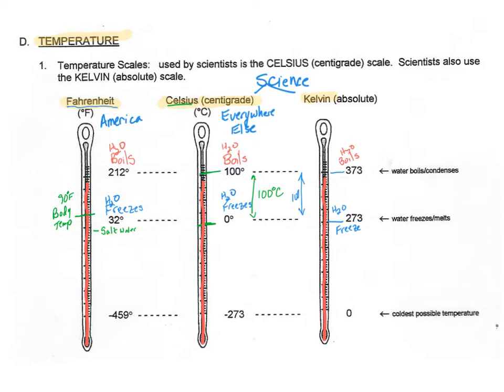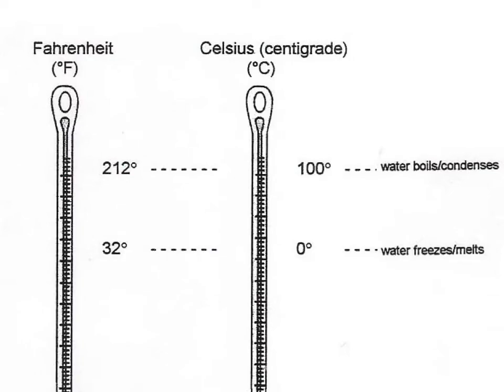So let's start there. To compare the unit size, we may need to measure the same distance. In this case, we're going to look at the distance between how high the mercury rises when it goes from water freezing to water boiling. On the Fahrenheit scale, we see a difference of 212 degrees Fahrenheit and 32 degrees Fahrenheit. So 212 minus 32 leaves us 180 degrees Fahrenheit.